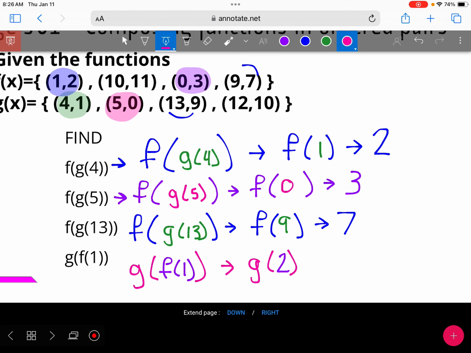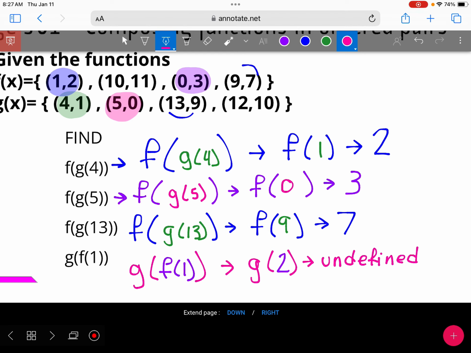What's g of 2? None. It doesn't have one. So what we say is that it is undefined. It doesn't have a definition. It doesn't tell us what 2 means in g. We can only go off what we got. It's not a line, it's just a list of points, and there is no 2. So it's undefined. So when we have a finite list of points, we can just substitute and follow the line, follow the numbers.